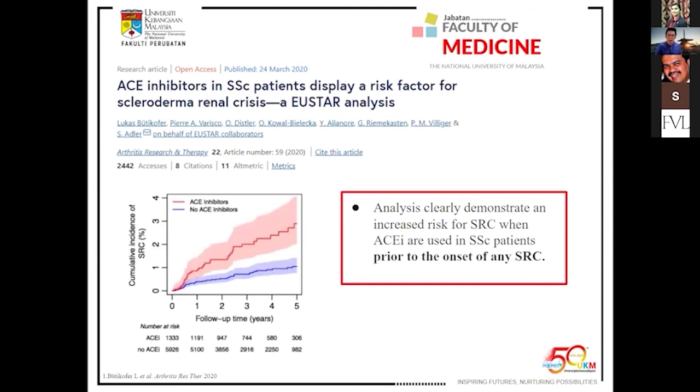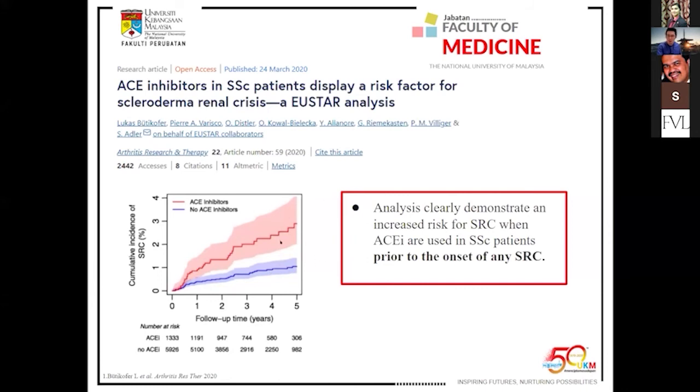So this is a paper on why I mentioned just now that we shouldn't start ACE inhibitor as prophylaxis. We should use them when we diagnose someone with a scleroderma renal crisis, but not too early as prevention. As you can see, this paper was published in 2020 from a EUSTAR analysis. These are the population with scleroderma. And if you start the ACE inhibitor too early, this red line, that means you start the ACE inhibitor without any evidence of scleroderma renal crisis. The incidence of SRC is actually higher than for those patients that are not started with the ACE inhibitor. Indeed, it's very odd.